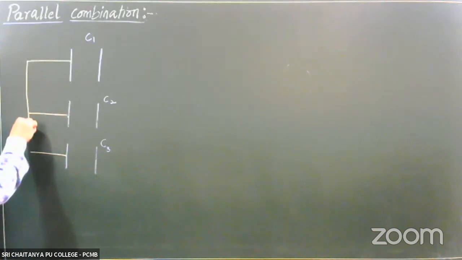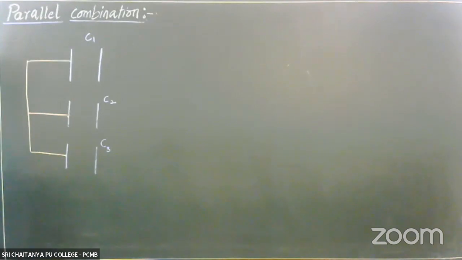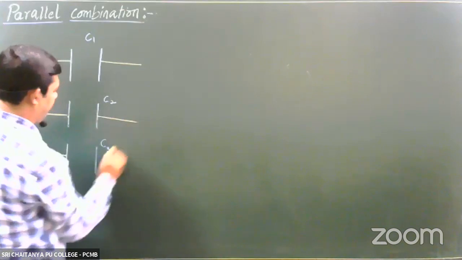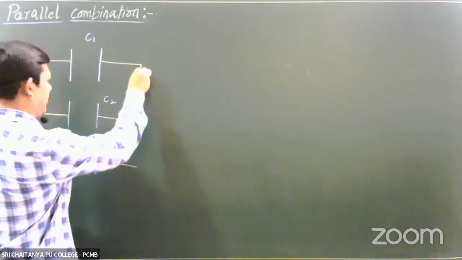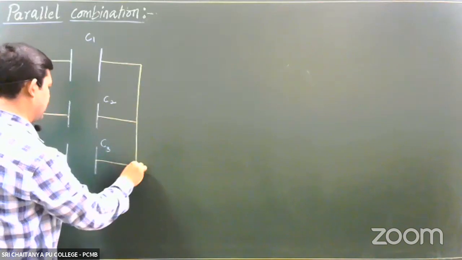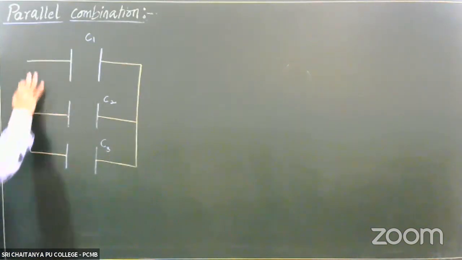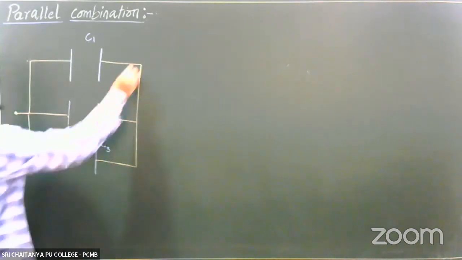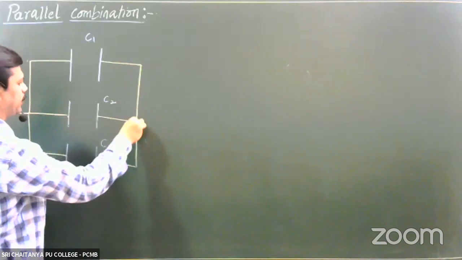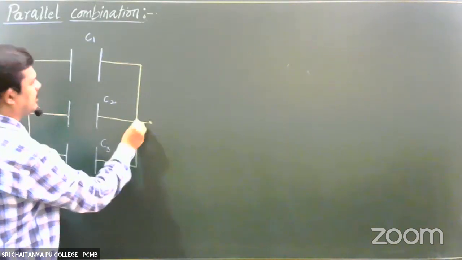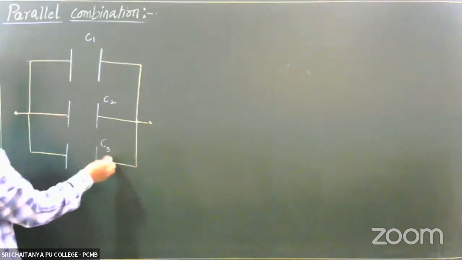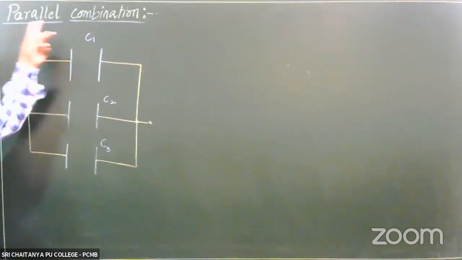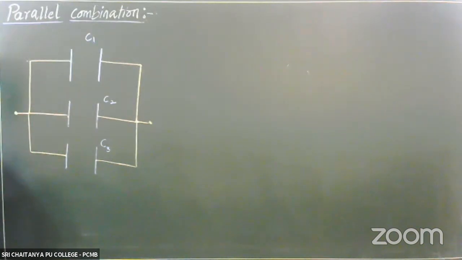All the first plates are joined. In the same way, all the second plates are joined. All the first plates are connected to a common point. All the second plates are connected to a common point. All these are connected. This type of combination, you call it a parallel combination.